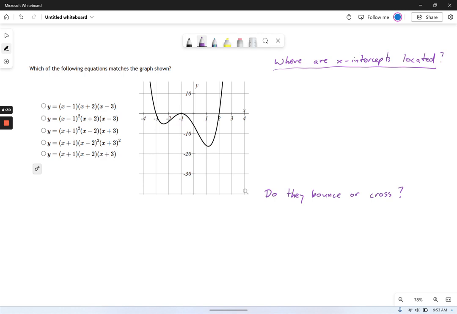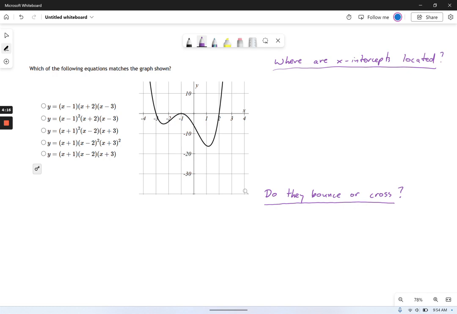Second of all, at those x-intercept locations, does the graph bounce off of the x-axis, like you see in some places, like right here, or does it cross the x-axis, like in some cases over here? Which one of those behaviors happens in this equation? So if you've had some experience with graphing polynomials, you may just need a refresher. We'll see how that goes.